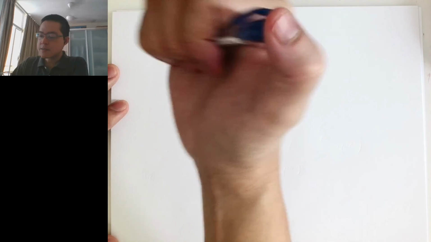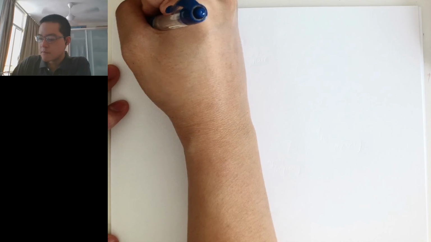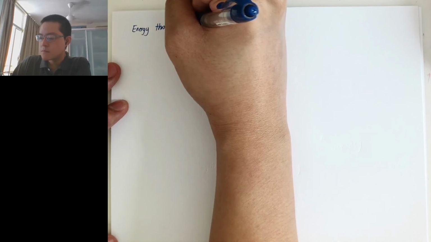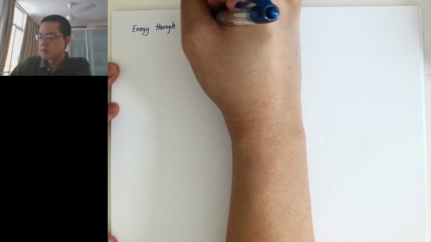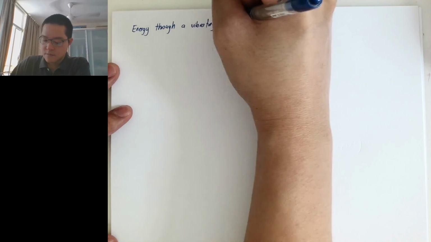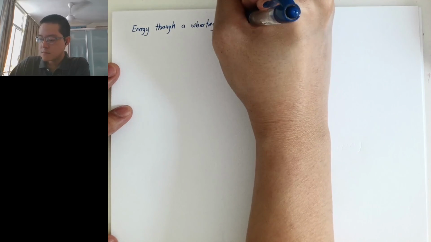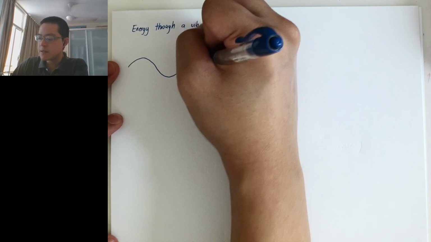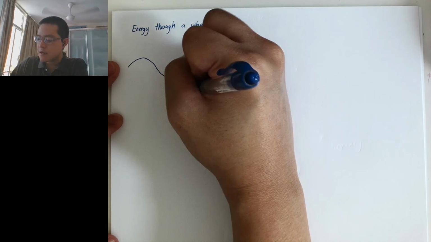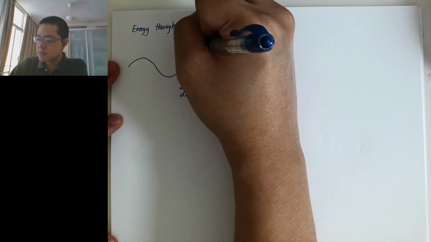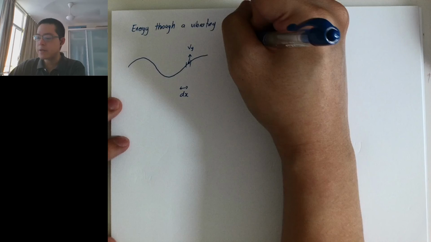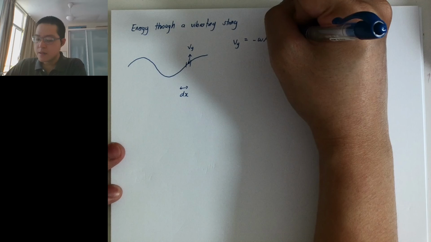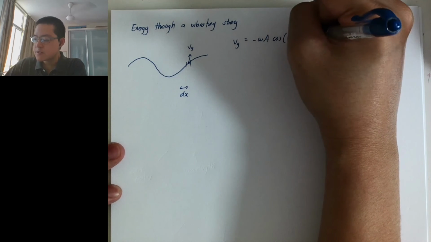So now let us calculate the energy through a wave. Vibrating string. Again, let us consider a vibrating string. Let us consider a segment of length dx, having a transverse velocity vy. We calculated this already: the transverse velocity of this point is omega a cos(kx minus omega t).